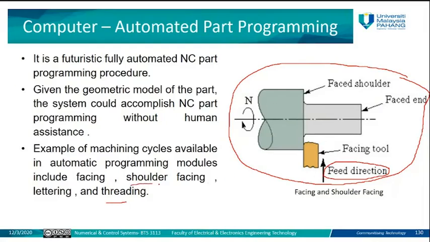I mean, all these operations are related to what operations need to be performed on this product to finish it and come out with the final product. Actually, we are going to talk about shoulder facing and threading in chapter 6 later on. Okay, that is about the operations that we need to perform on this product.